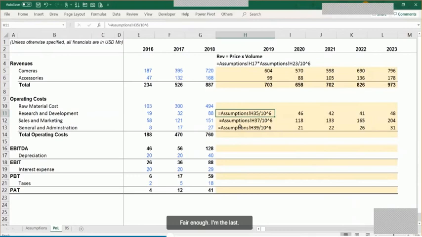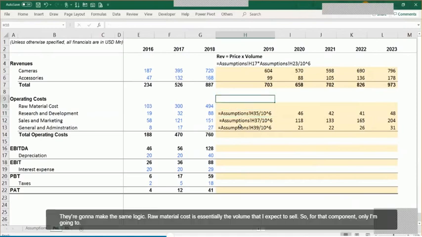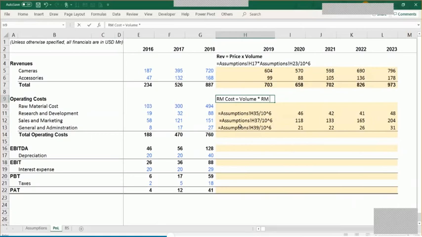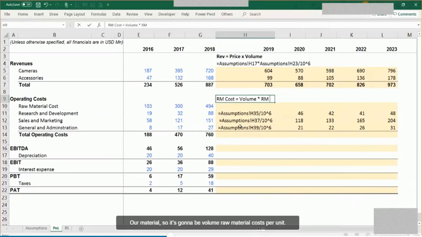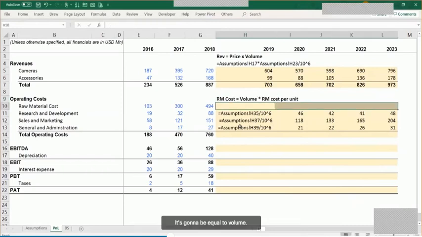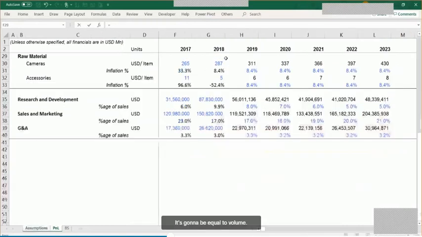And the last operating cost component over here is the raw material cost. So what you need to do for the raw material cost, we're going to pick the same logic. That raw material cost is essentially the volume that I expect to sell. So for that component only, I'm going to buy the raw material. So it's going to be volume into raw material cost per unit.